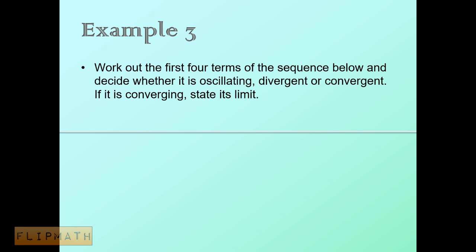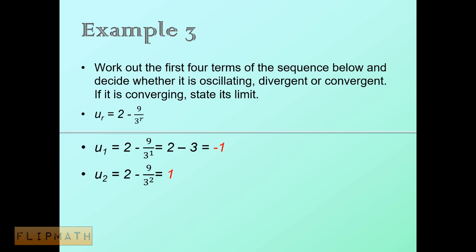Third and last example: we're going to work out the first four terms, decide whether it's oscillating, divergent, or convergent, and if converging, state its limit. Our nth term is u_r equals 2 minus 9 over 3 to the r. Stick in r equal to 1. I'll have 2 minus 9 over 3 to the power of 1, which will be 2 minus 3, which is -1. Second term, I'll replace the r with 2. That's 2 minus 9 over 3 squared, which is 2 minus 9 over 9, which is 2 minus 1, which is 1. When we replace the r with 3, again, you can pop that into your calculator, but you'll get that that's 5 over 3, and that's 17 over 9 when we replace it with 4.